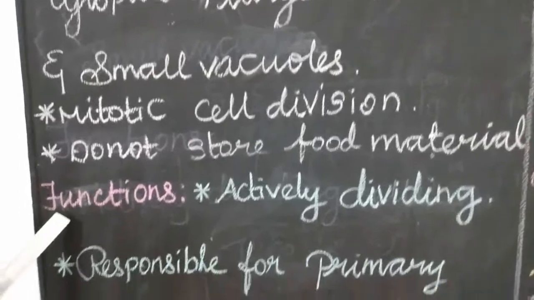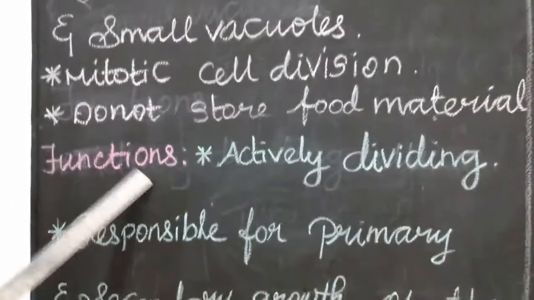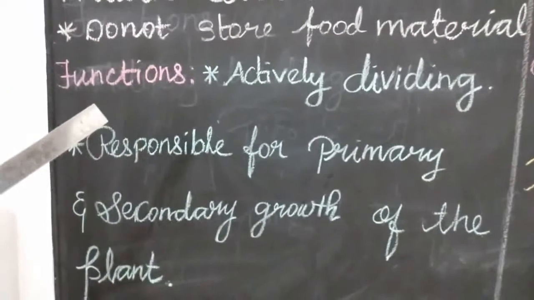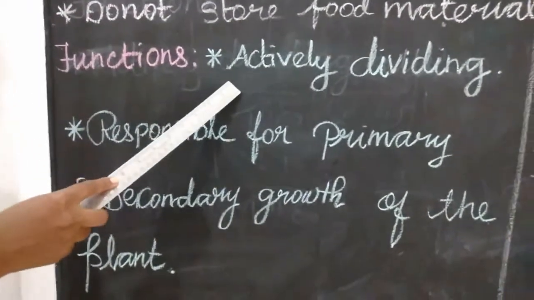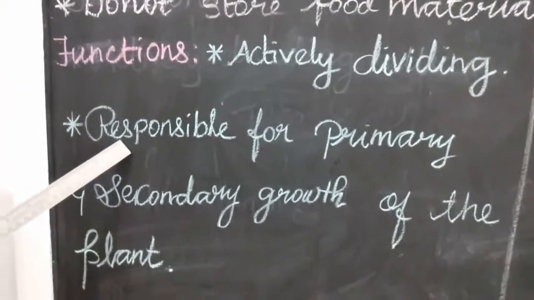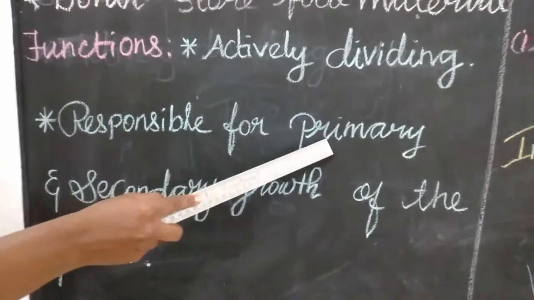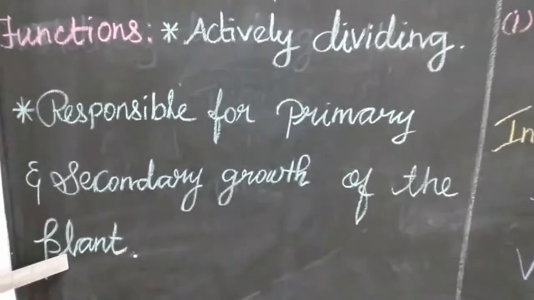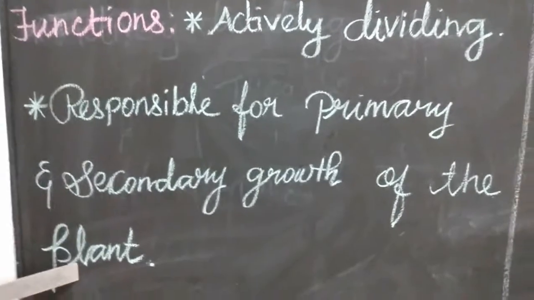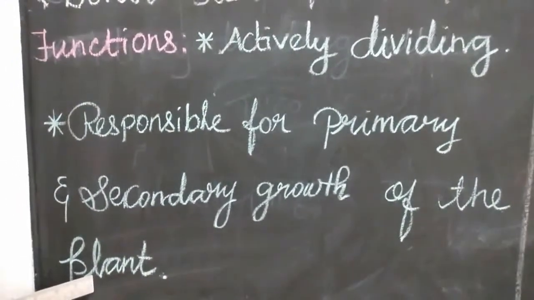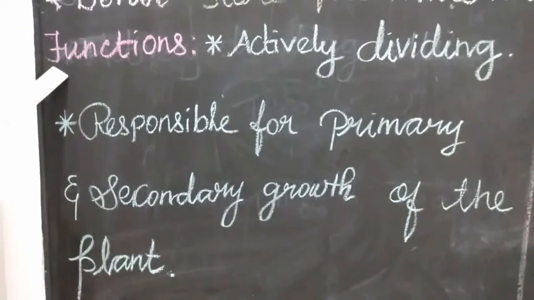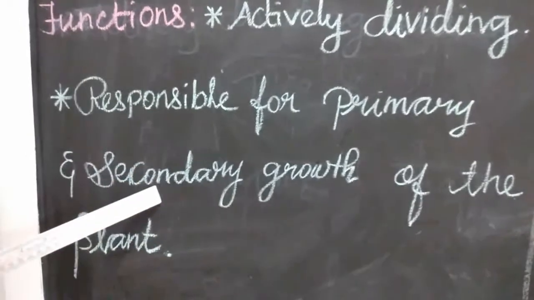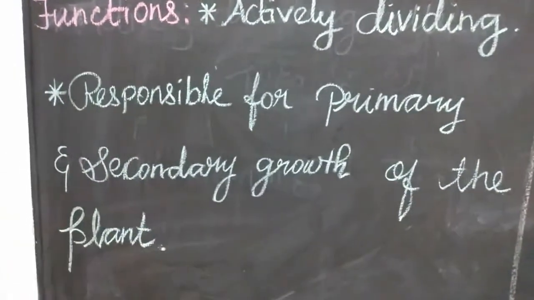Okay, then what are the functions of meristem? Meristem means what? It is an actively dividing cell. So it produces a number of cells. So it is responsible for primary and secondary growth of the plant. The further growth is carried out by meristem. Okay guys, what is the function? Meristem is actively dividing, so it forms the primary and secondary growth of the plant.